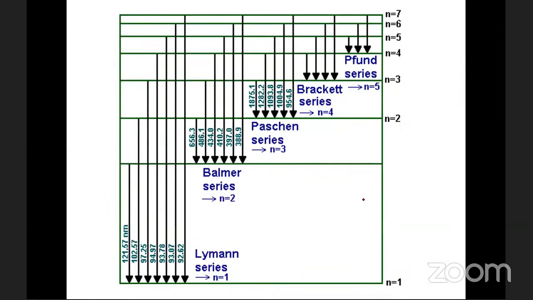Inilah dia energy level dia. Lyman. So this is wavelength dia. You can see the shorter wavelength, the higher frequency. Sebab apa? Sebab dia travel jauh.